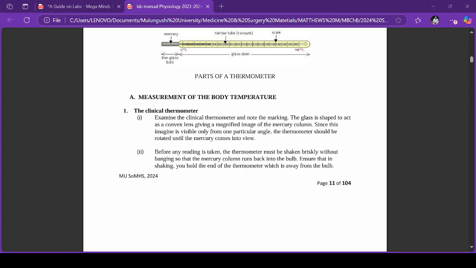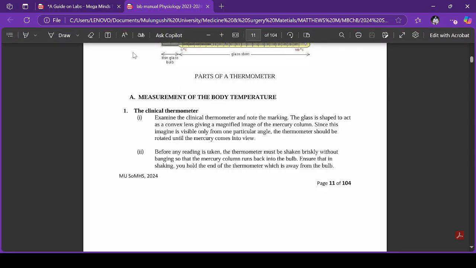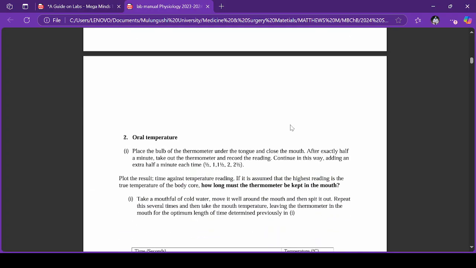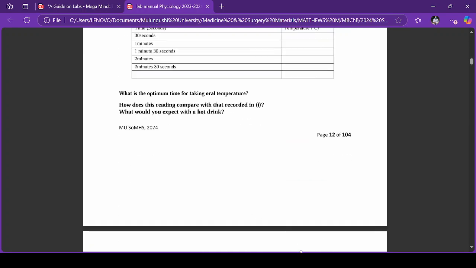And just another quick example here. This is a lab manual for physiology for those in the School of Medicine and Health Sciences. In the lab manual, the instruction is examine the clinical thermometer and note the marking. So you have to say the clinical thermometer was examined and the marking was noted. So this is for those doing medicine, pharmacy and biomed, their lab 1. And this is basically what you do for each and every lab.